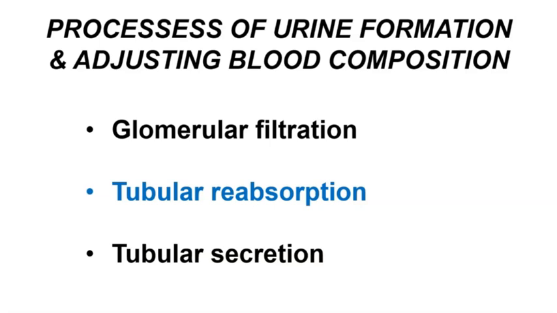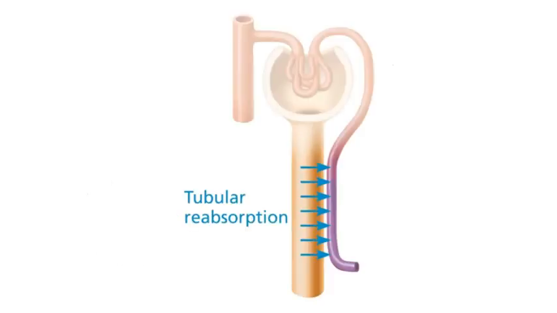We are continuing our look at the processes that form urine and adjust blood composition. So in a previous lecture, we saw how glomerular filtration forms the filtrate. Now what we will spend some time looking at is a process called tubular reabsorption. As you probably guessed, tubular reabsorption occurs in the renal tubules.